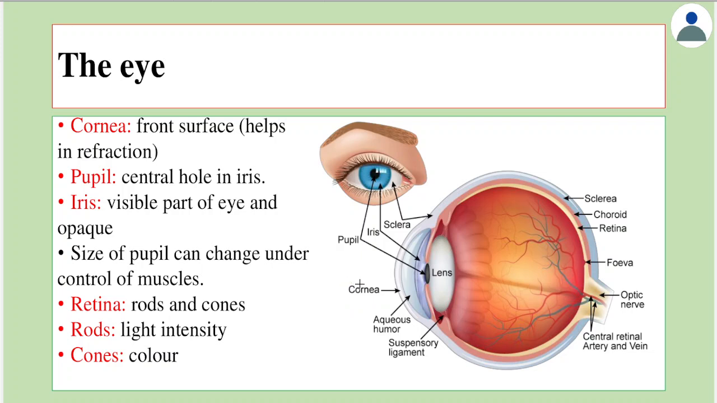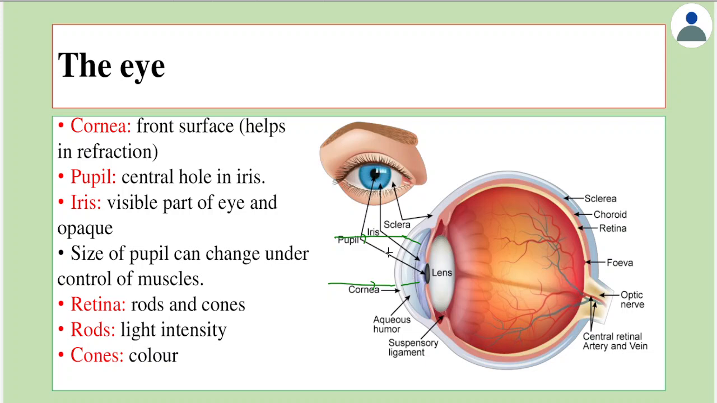Now this cornea would help to converge the light rays, and light refracts here because outside the eye it is mostly air. So when light falls from some object on this cornea, light would refract because light is going from a rarer to a denser medium, and this light falls on the iris. Now iris is the visible part of the eye which is opaque.